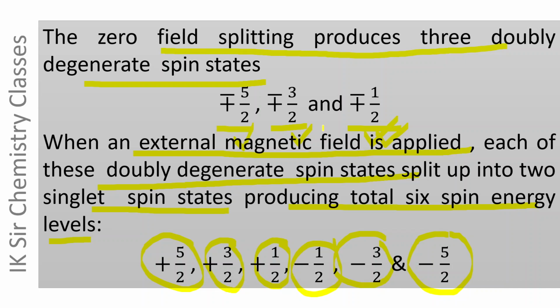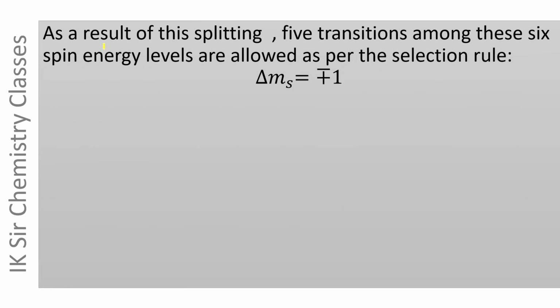In the case of the Mn2+ ion, the zero field splitting produces 3 doubly degenerate spin energy levels. But on applying an external magnetic field, each of these doubly degenerate spin states is split into two singlet spin states, producing overall 6 spin energy levels. As a result of this splitting, 5 transitions among these 6 spin energy levels are allowed as per the selection rule delta ms equals plus minus 1. According to this selection rule, 5 transitions are allowed among these 6 spin energy levels as shown below.